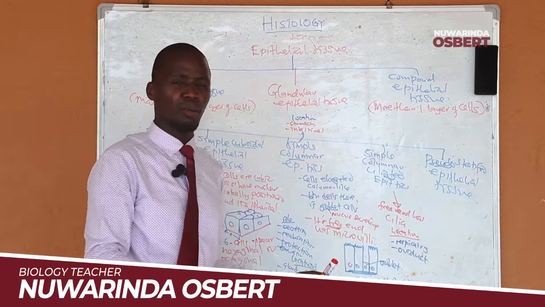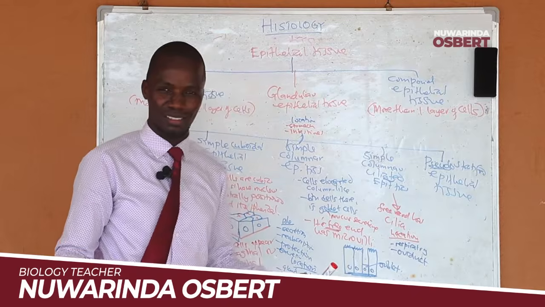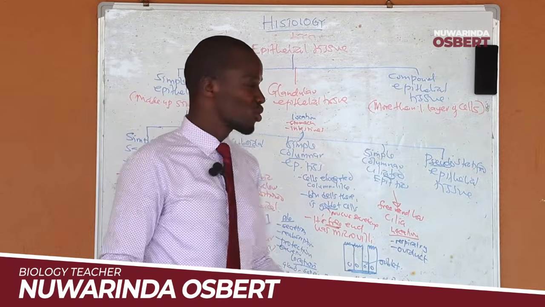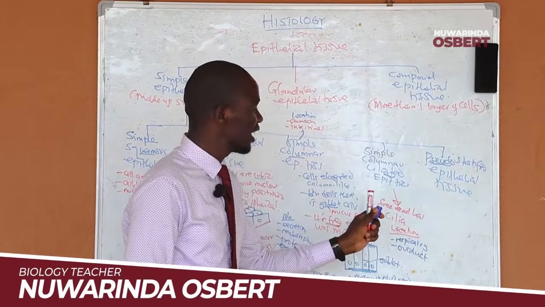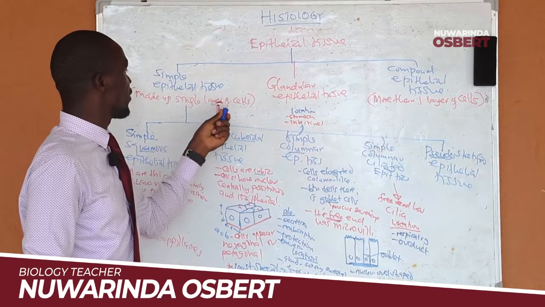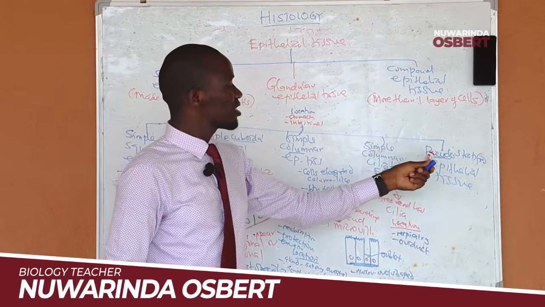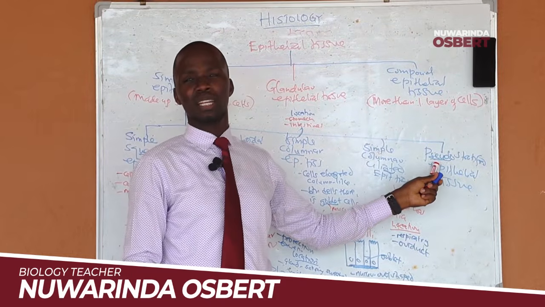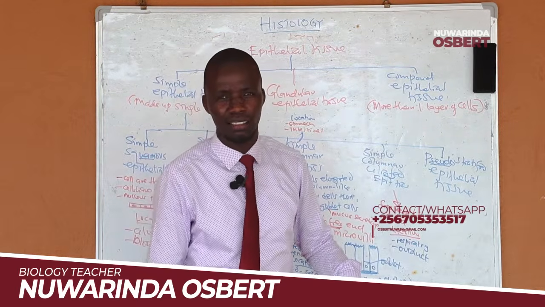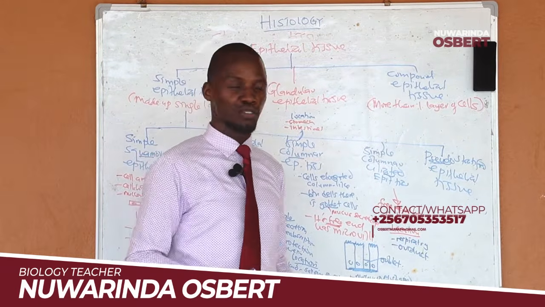The word in biology, when you talk about pseudo, means false. Stratified comes from the word strata. Strata means layers. So when we say pseudostratified, remember we have said that the simple epithelial tissues are made up of a single layer. So this tissue appears as if it has many layers, but ideally, it has a single layer of cells.